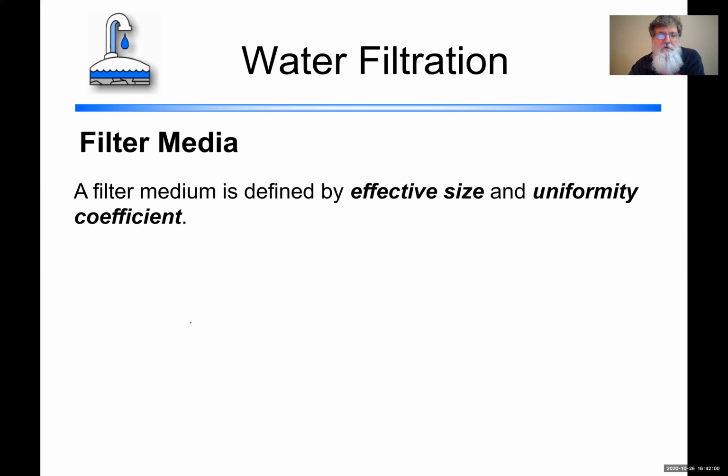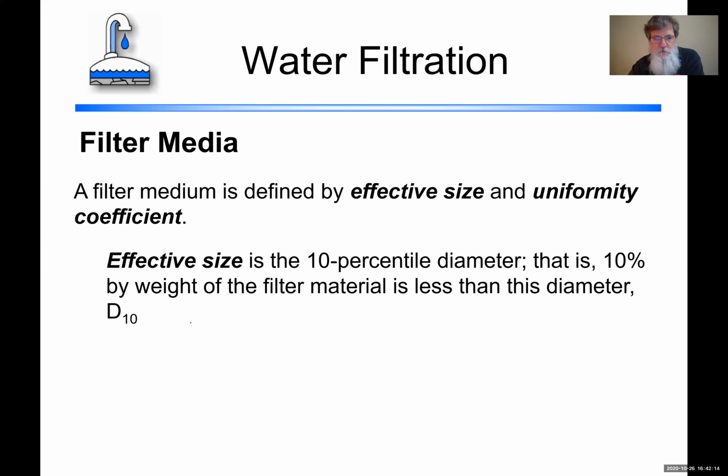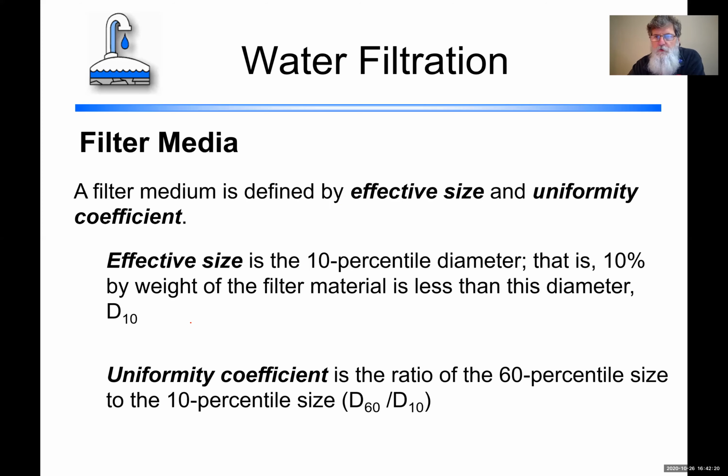So a filter media is defined by the effective size and uniformity coefficient. You may remember that from a week or so ago when we did the sieve analysis, and we did that to set up this work here where we could then characterize our filter. So remember, the effective size was the size for which 10% of the material was finer. We call that the D10. And the uniformity coefficient was the ratio of D60 to D10. And remember, D60 was the size for which 60% of the material was finer.